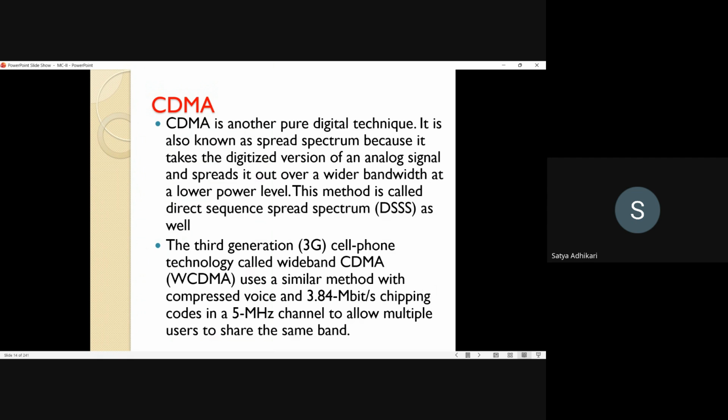So nowadays, you know that the 5G network is what we're using in our phones, the latest one. But 3G cell phone technology uses a CDMA based multiplex technique, whereas the GSM, we already learned, uses TDMA.